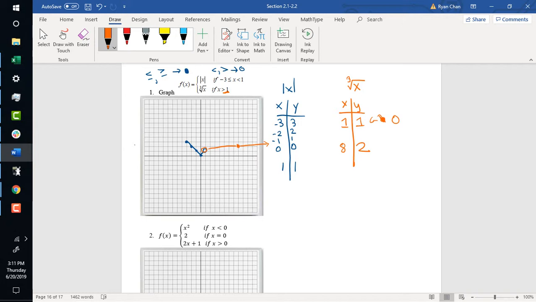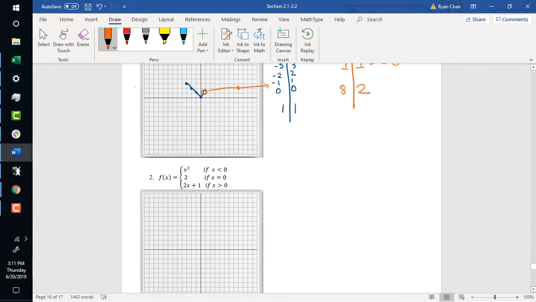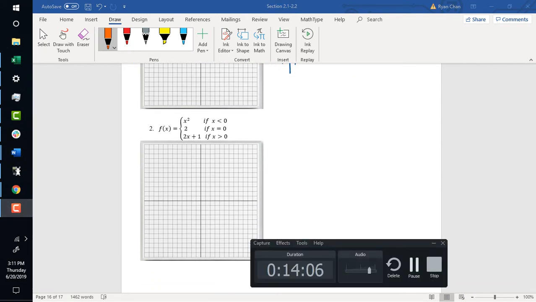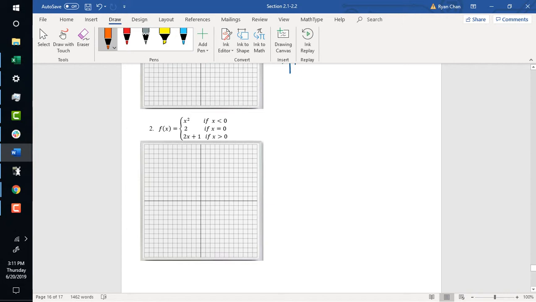So let's look at one more example. Or maybe we should just do 2. Let's do another example like the following here. So I'm also going to do the following. I'm going to graph each one separately. I'm going to do x squared.